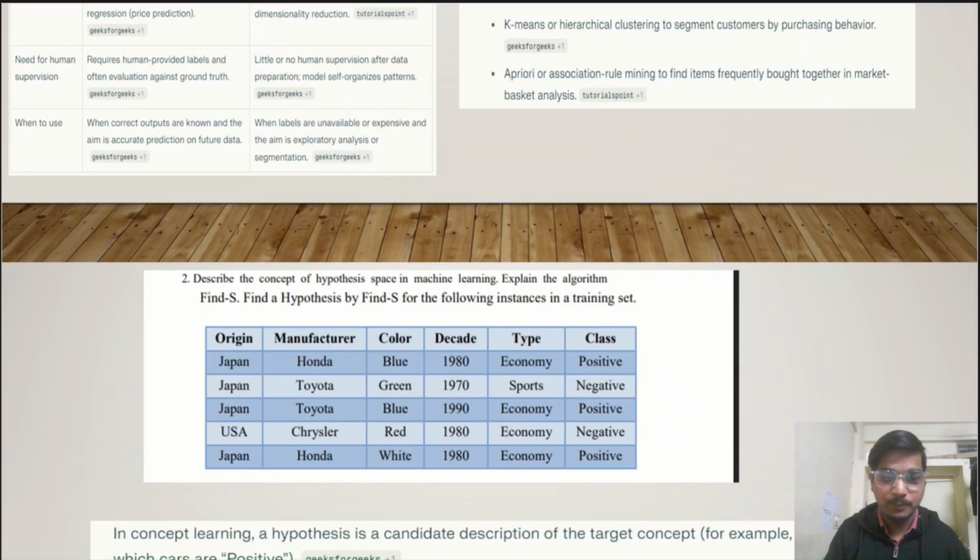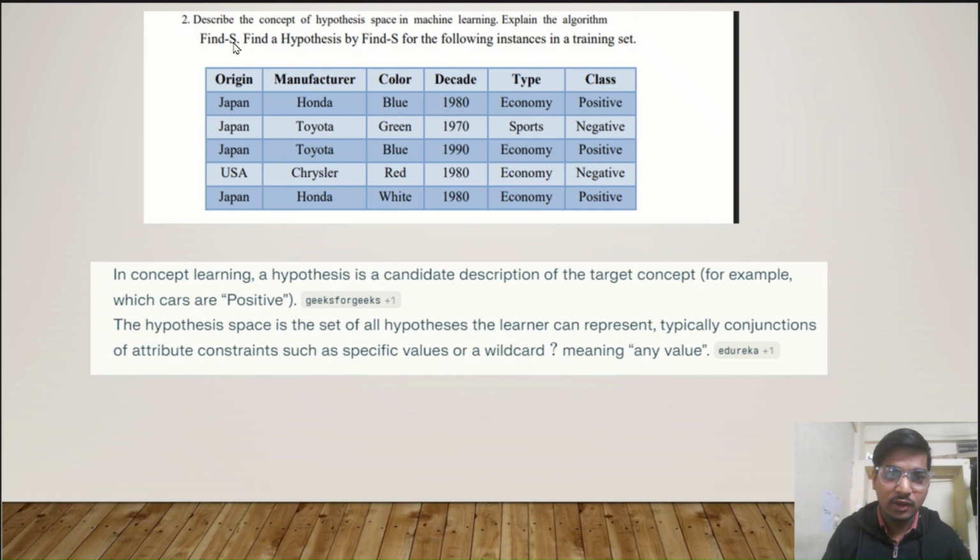Let's move to the next question. The second question asks to describe the concept of hypothesis space in machine learning and explain the Find-S algorithm and find a hypothesis by Find-S for the following instances in a training dataset. First of all, in machine learning, a hypothesis is a candidate description of the target concept, for example, which cars are positive. The hypothesis space is the set of all hypotheses the learner can represent, typically conjunctions of attribute constraints such as specific values or a wildcard meaning any value.